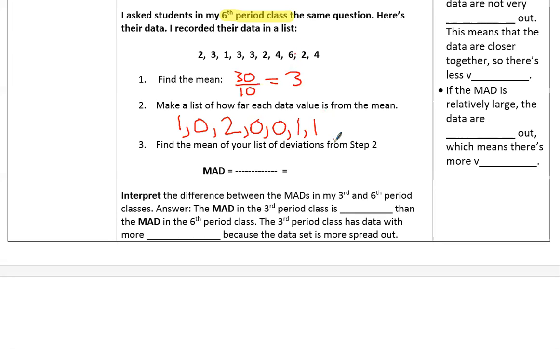How far is 6 from 3? 3. How far is 2 from 3? 1. And how far is 4 from 3? 1. Now, I've made my list, but what do I need to do?